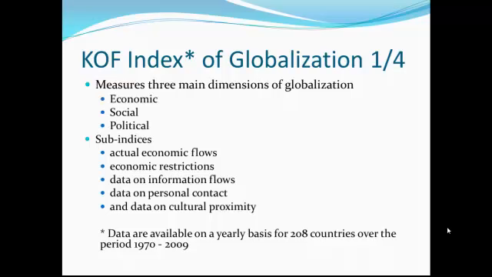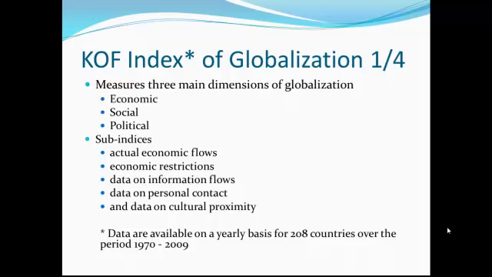Now let us look at information flows. While personal contact data are meant to capture measurable interactions among people, information flows is meant to measure the potential flow of ideas and images. It includes the number of internet users for every 100 people, the share of households with a television set, and international newspapers traded, all in percent of GDP. The variables in this sub-index derive from the World Bank, ITU, the UNESCO, and the United Nations Commodity Trade Statistics Database.